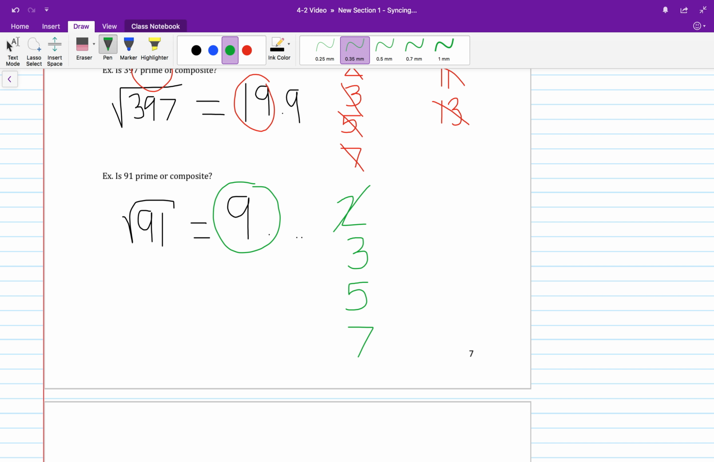Well, I know 2's not going to work because 91's odd. If I type 3 in my calculator, 91 divided by 3 isn't a whole number. I know 5's not going to work because 91 doesn't end in a 5 or a 0. So my last number to check is 7. I type that in my calculator and I do get that 7's a factor. 91 divided by 7 is 13. So this one does work. Since it does, 91 is a composite number.